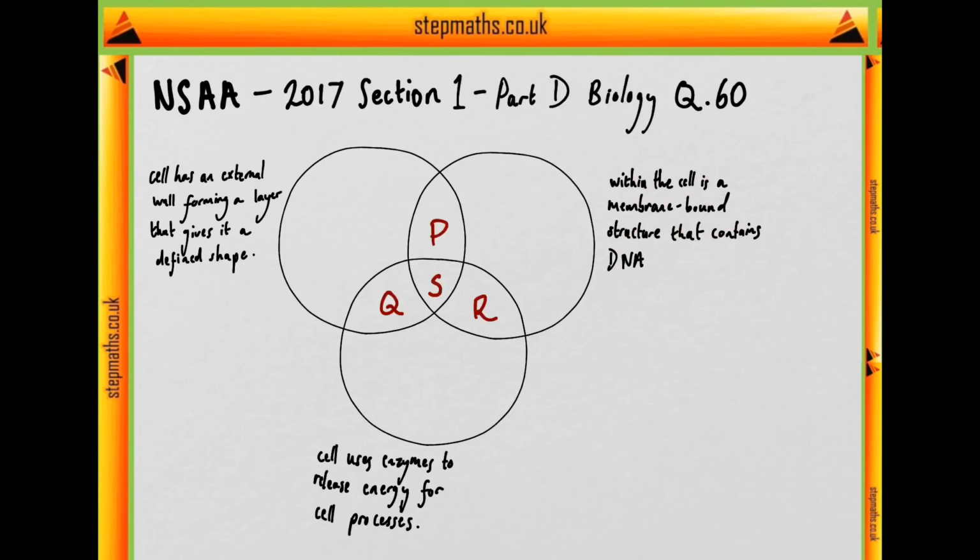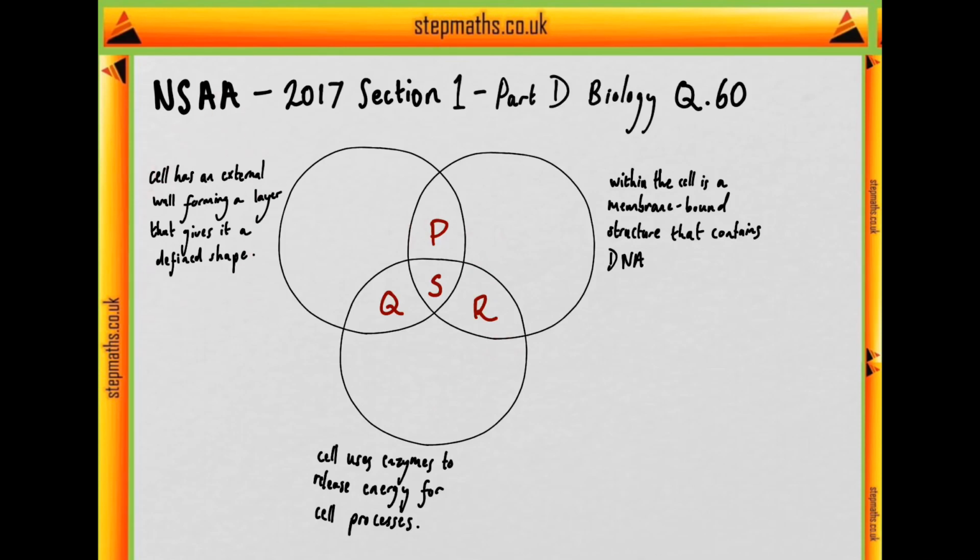Okay, and then we're also given these labels here, P, Q, R, and S, which we're told, three of which correspond to bacteria, fungi, and animals. So then we have to work out which corresponds to which, and then we find the according row in a table. Okay, so which corresponds to bacteria to start with?